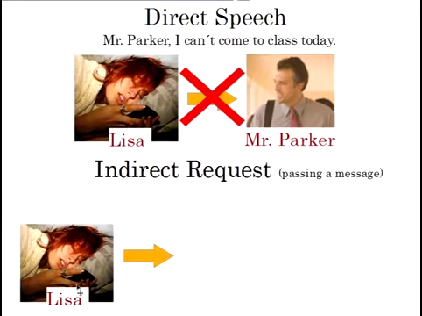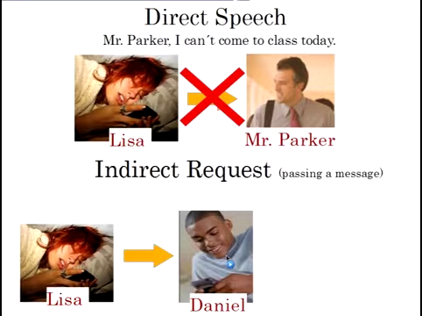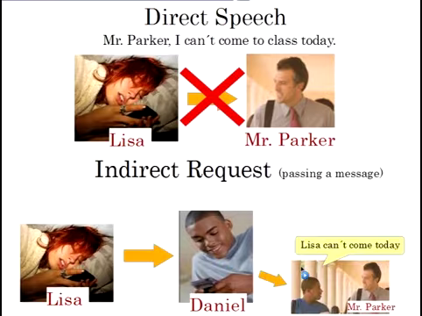So if we remember, Lisa didn't talk to Mr. Parker. First she talked to Daniel, right? And then Daniel went and told Mr. Parker, and he said, "Hey, Lisa can't come today." So what is it that Lisa said to Daniel so that he would go and pass the message to Mr. Parker? That's the grammar we're going to look at. That's called an indirect request.